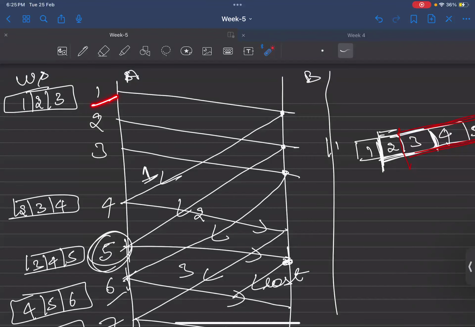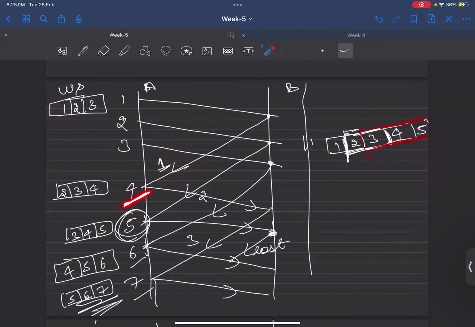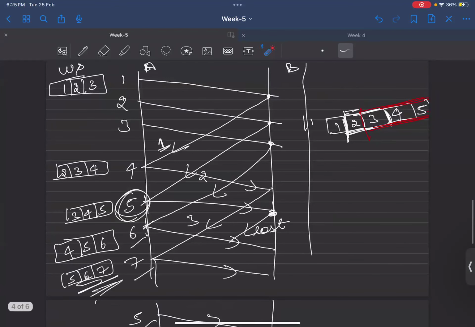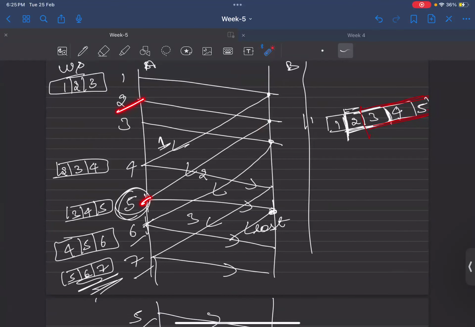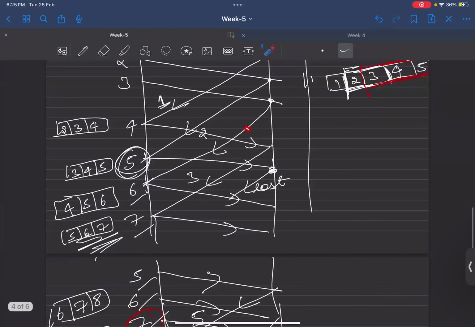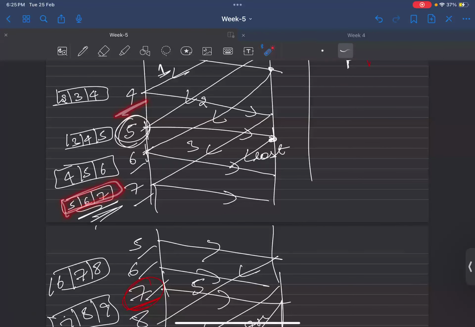I transmitted 1, 2, 3. Window size was 3. I got the acknowledgement 1. Then I shifted my window: 2, 3, 4. Then again, I got the acknowledgement for 2. The window was slided. Now it's 3, 4, 5. I got the acknowledgement for, sorry, 3. The window was slided: 4, 5, 6. Then I got the acknowledgement for 4. The window was slided: 5, 6, 7.